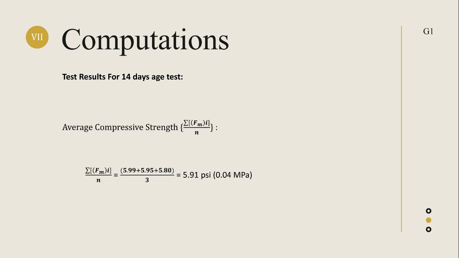To get the average compressive strength for the 14 days age test, the summation of sample 1 to sample 3 over the total number of specimens: 5.91 plus 5.95 plus 5.80 divided by 3, we get the value of 5.91 psi or 0.04 MPa.